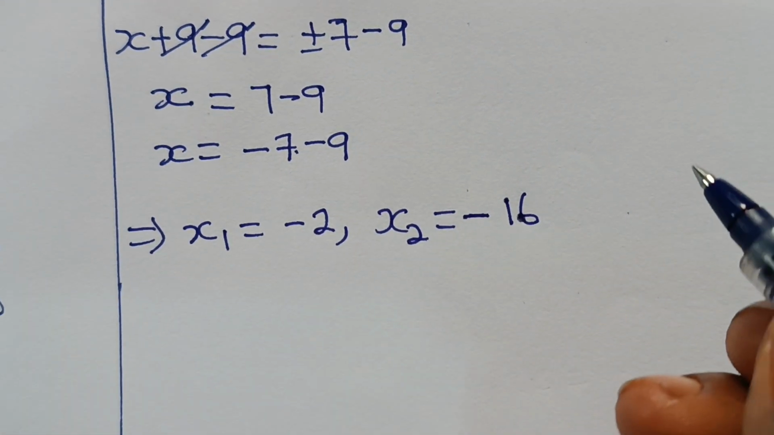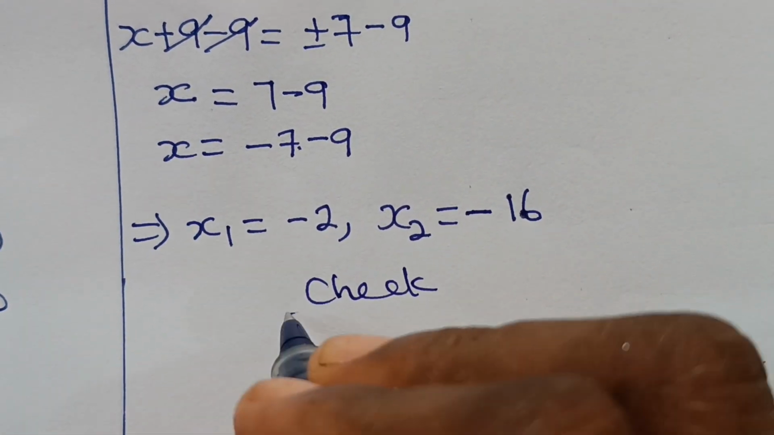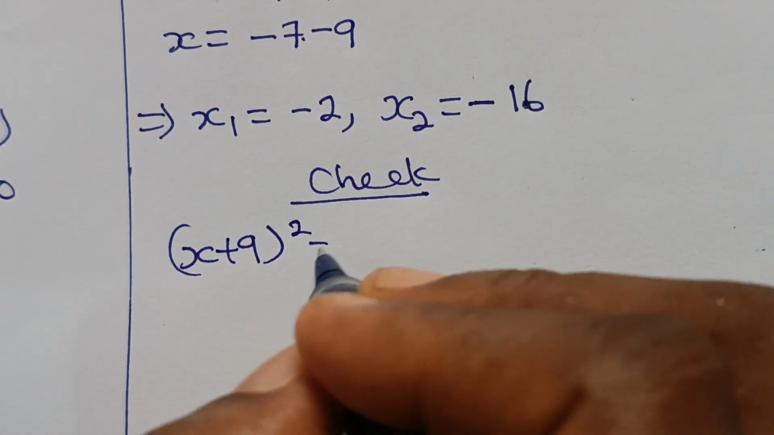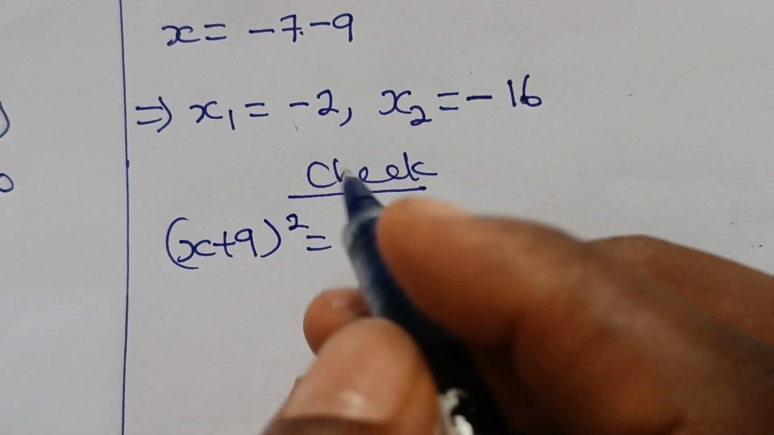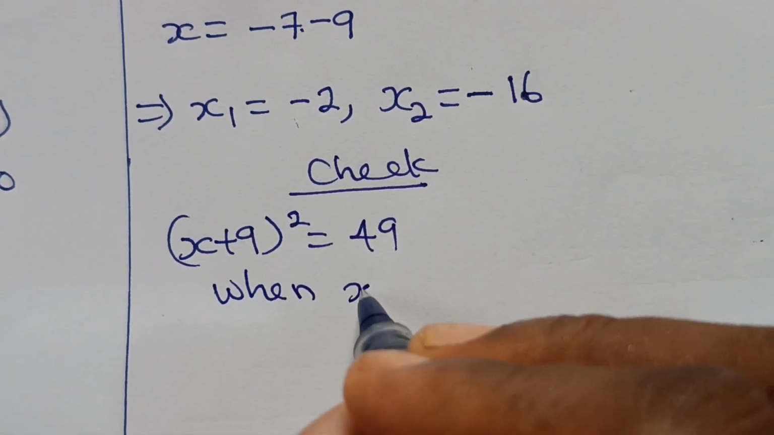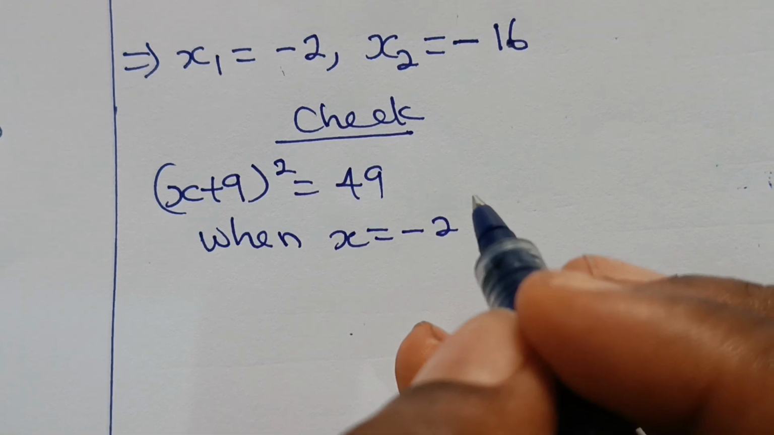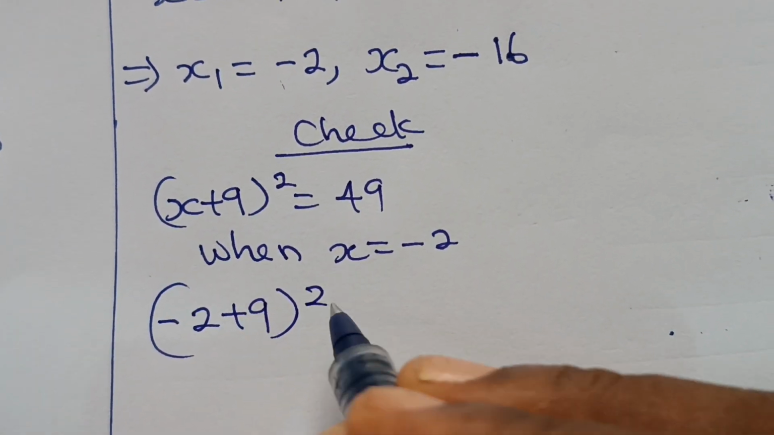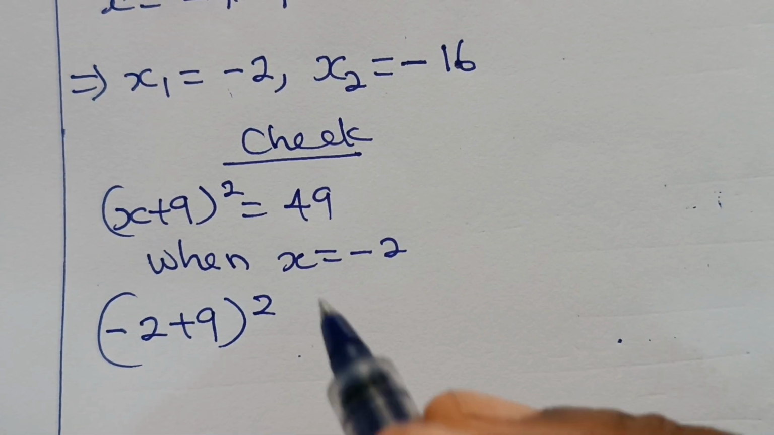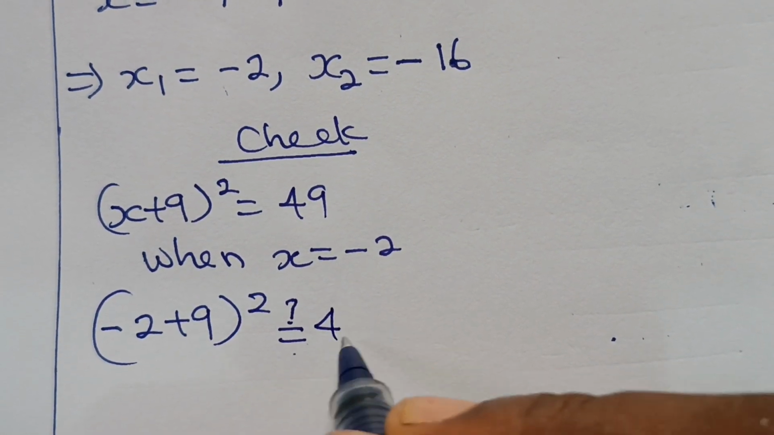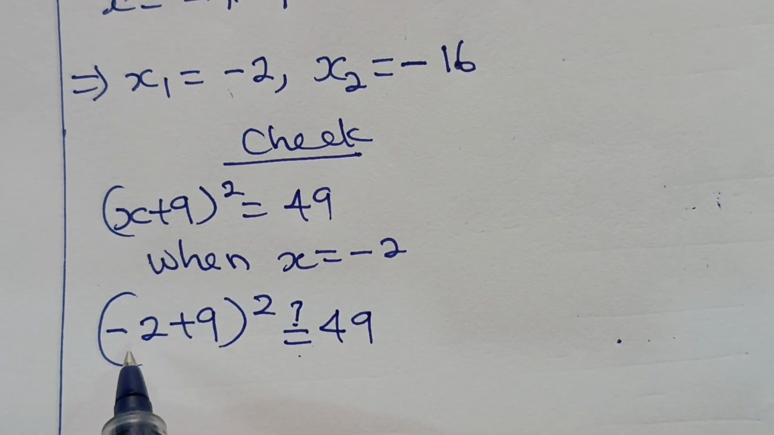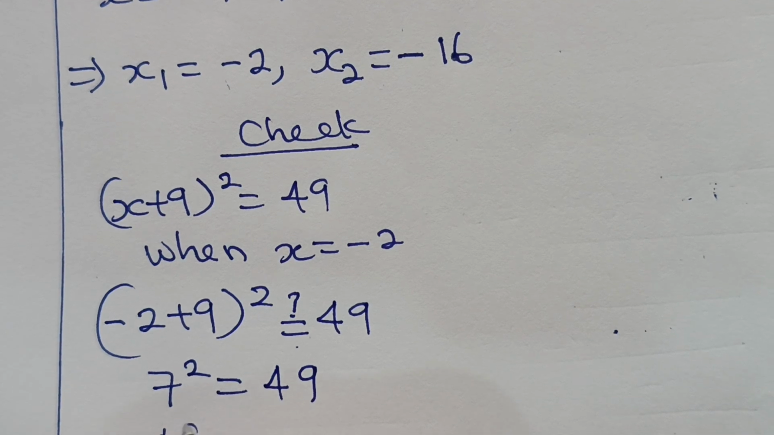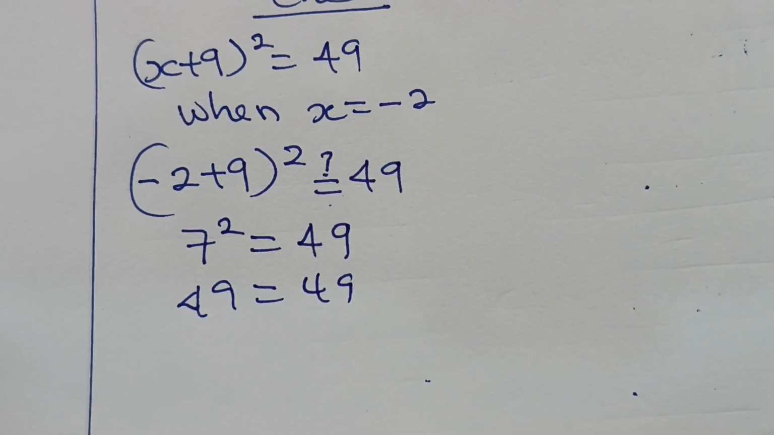So we have gotten the same value. Now let's check. Let's prove that the answer we got is right. So the question says (x + 9)^2 is 49. Now when x is equal to minus 2, we can say (minus 2 plus 9)^2. Is this actually equal to 49? Okay. Now 9 minus 2 will give us 7. So we have 7 squared is equal to 49. So you can see that 49 is equal to 49. And that proves that the answer we got is right.